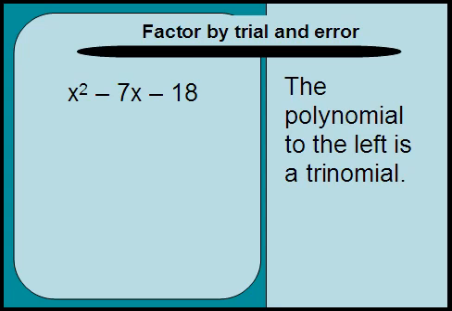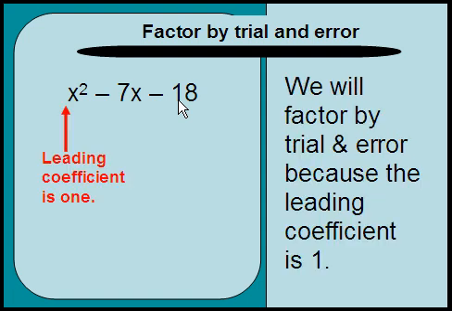In this example, we will factor the trinomial x squared minus 7x minus 18. What we need to notice on this problem is that the second term is negative and the third term is negative. We're going to use the trial and error method because the leading coefficient is 1.